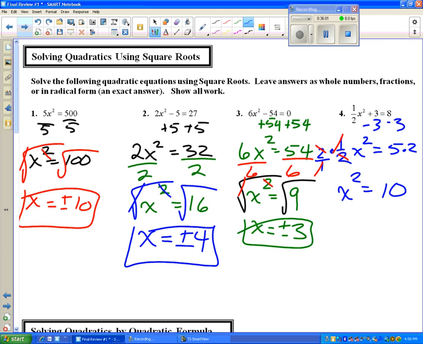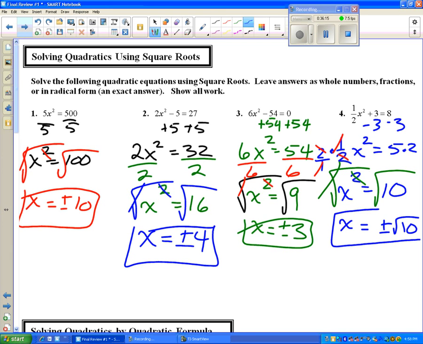I need to get rid of the square, so I square root both sides. Square, square root cancel, leaving x. One square root of 10 is square root of 10. The other one is negative square root of 10. Those are my two answers.